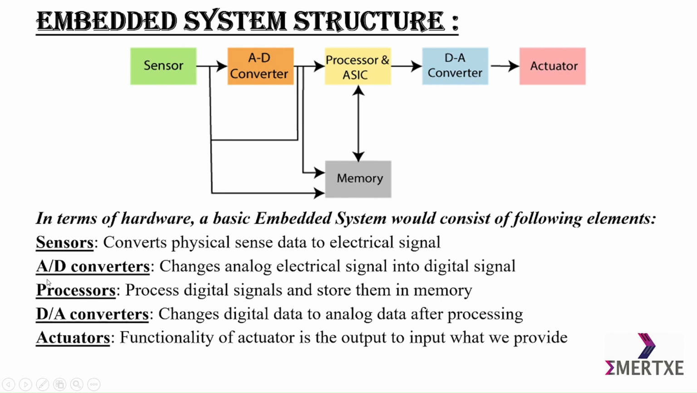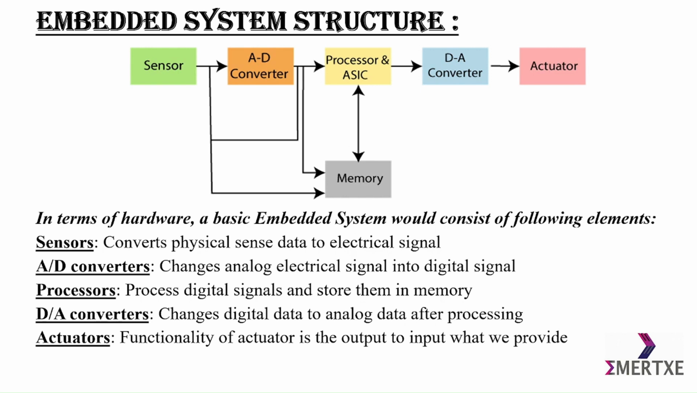A sensor converts sensed physical signal data into an electrical signal. An analog-to-digital converter changes the analog electrical signal into a digital signal. A processor processes the digital signal and stores it in memory. A digital-to-analog converter changes digital data to analog data after processing. An actuator provides the output for the input we provide. That means it converts an electrical signal into a physical signal.